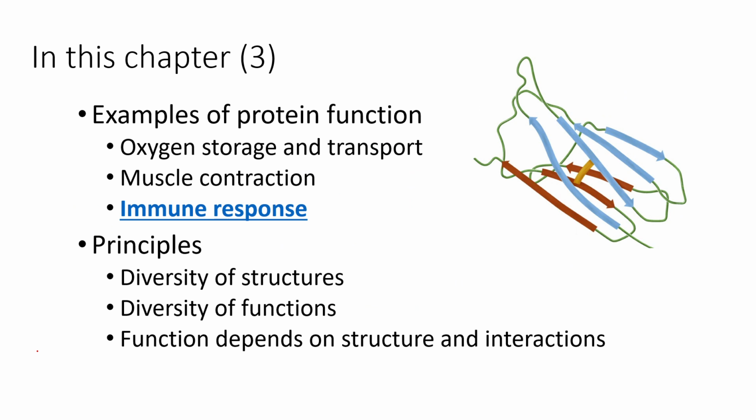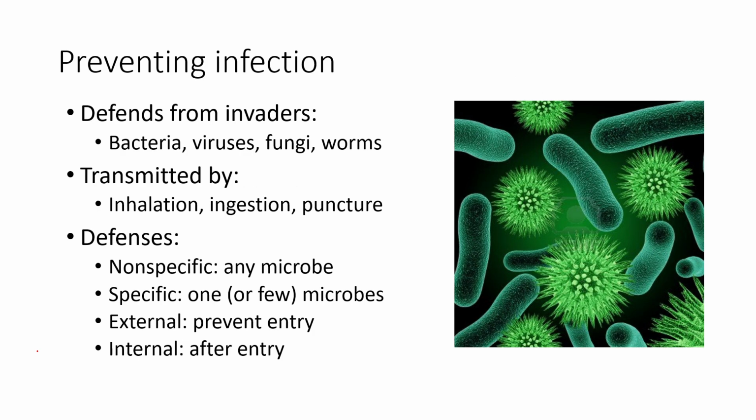And again, just like with the other ones, we're going to be focusing on these principles where the diversity of structures that we see in a protein affects how that protein functions, and how the function of a protein depends on both its structure and the way that that structure allows that protein to interact with other molecules and other proteins. So let's get into talking about the immune response.